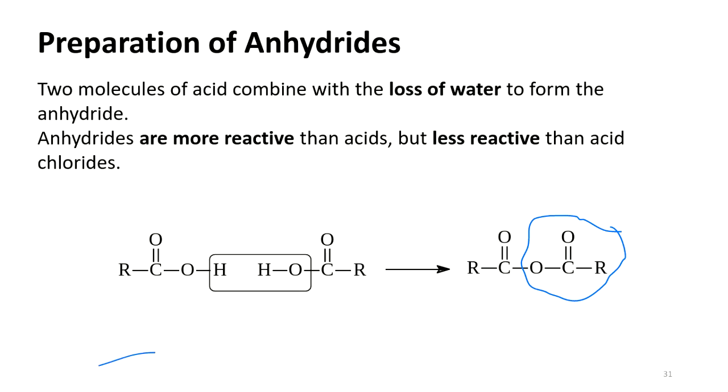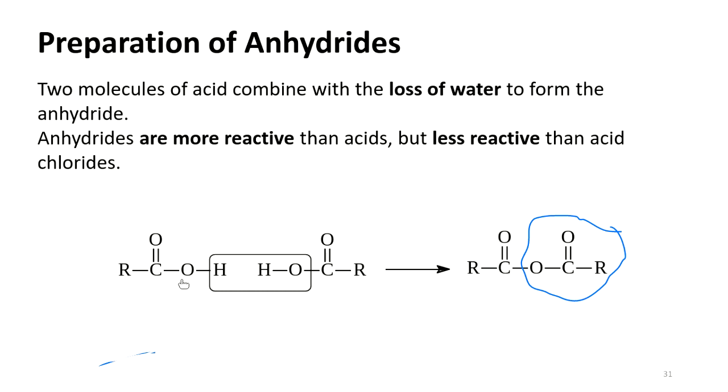So we form an anhydride from two molecules of acid. They don't have to be the same. Usually they are, but they don't have to be the same. So an acid reacts with another acid. We lose water and we form our anhydride right here. Notice that we've lost water. But once again, this is not the most optimal way to make an anhydride, right?